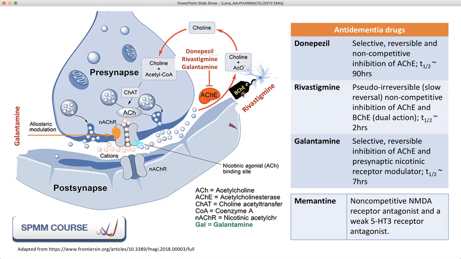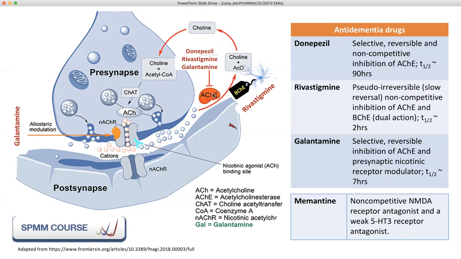It's present in the plasma. It's also present in glial cells. Unlike the acetylcholinesterase enzyme, which is tagged with the neurons, the butyrylcholinesterase is tagged with glial cells. So anti-dementia drugs like donepezil, galantamine, and rivastigmine all block acetylcholinesterase, but they block it in slightly different ways. Donepezil and galantamine, both of them are selective for acetylcholinesterase, and they are reversible and non-competitive inhibitors.